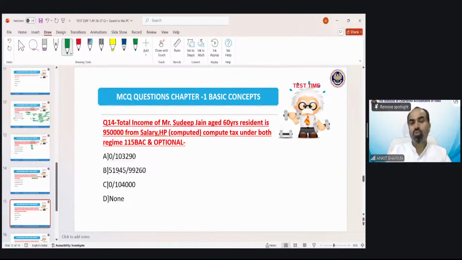Now, total income of Mr. Sudeep Jain, who is 60 years, resident in India, is 9,50,000 from salary and house property. Compute under both regimes, section 115BAC and optional. Because income is less than 50 lakhs, automatically there would not be any marginal relief concept. You have to calculate tax normally. So now please solve this question and give me the correct answer. You need to tell me which option is correct. We have already solved a lot of questions regarding calculation of tax. Now you have to solve this question and let me know the correct answer in this case.